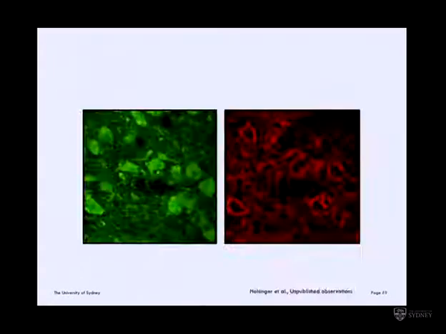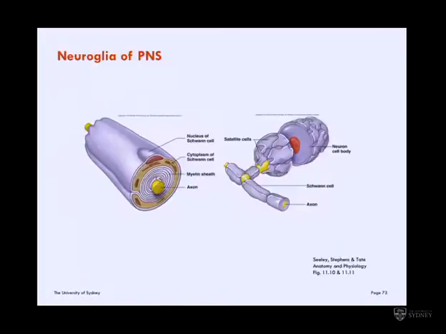In the peripheral nervous system, the myelination is done by Schwann cells. Schwann cells myelinate one segment of one axon. That's the major difference between the two, other than their name. So Schwann cells myelinate in the peripheral nervous system, and they myelinate one segment of one axon.